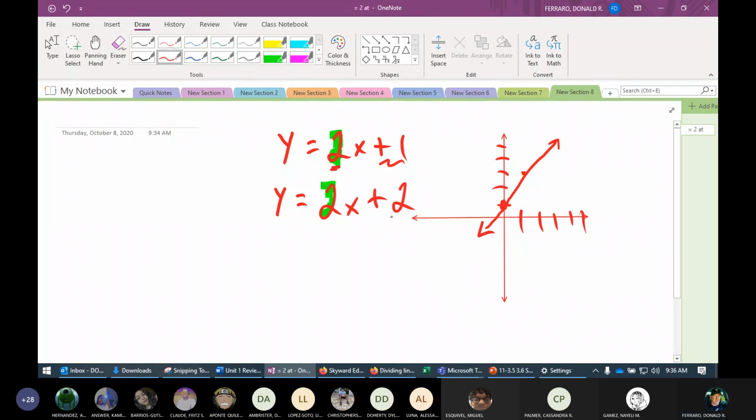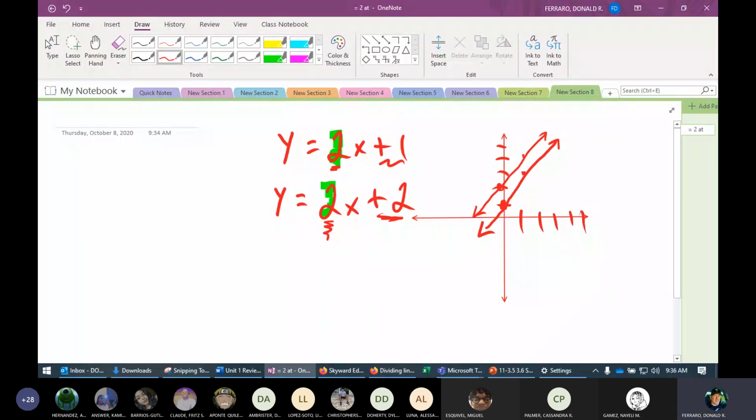So I look at my y-intercept, and that's now 2, right? But notice that my slope is 2. So I'm going to go up 2 and over 1 here. And now look, this line parallels the other line. Does that make sense? Yeah. All right. Now, this is very important.